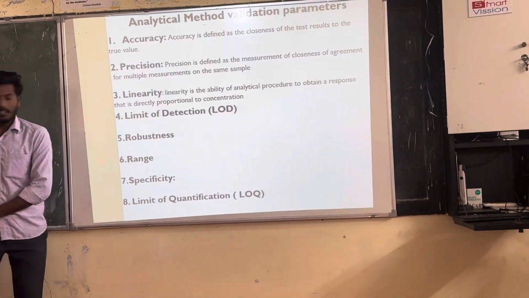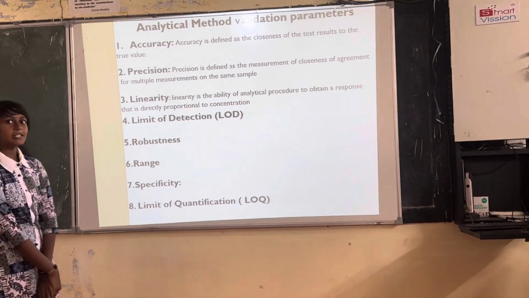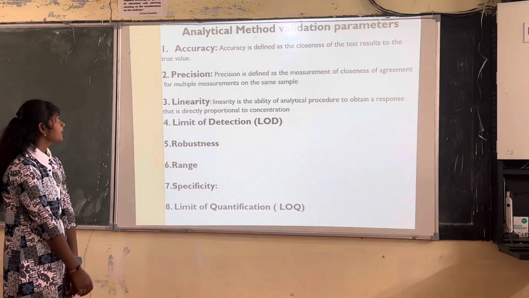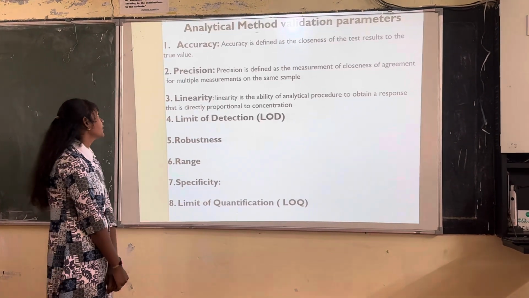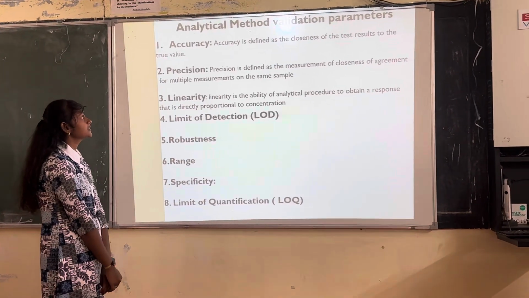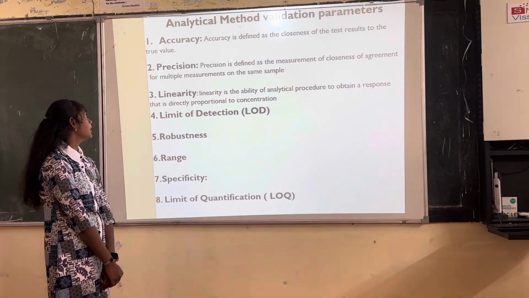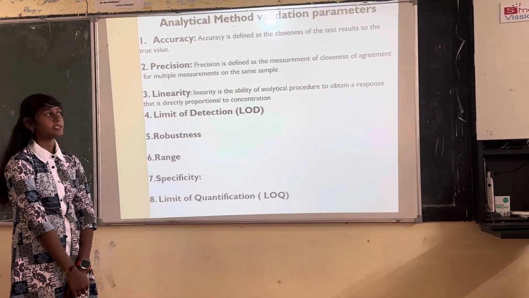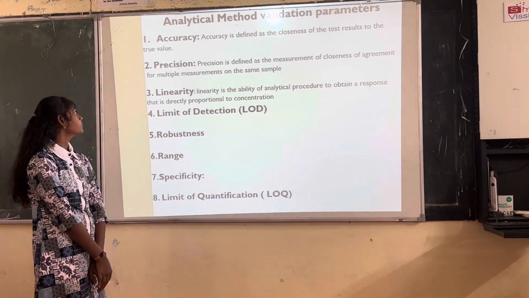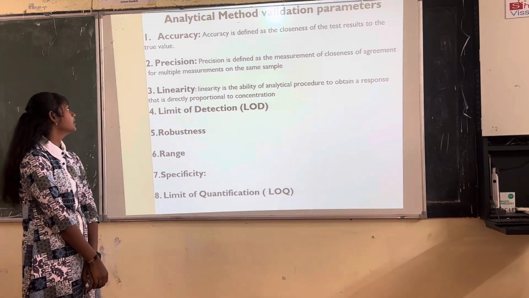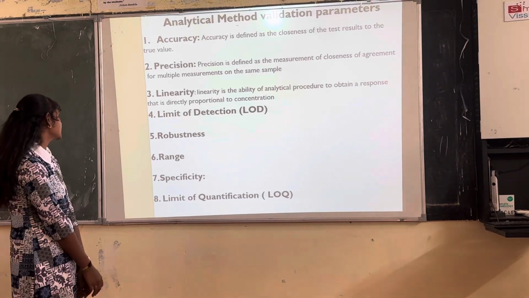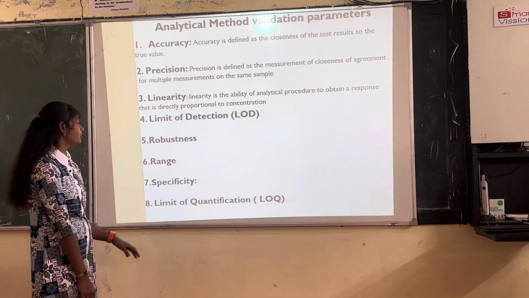Next will be continued. Myself Prabhavati from PG third year. Analytical method validation parameters. Accuracy. Accuracy is defined as the closeness of the test result to the true value. Precision. Precision is defined as the measurement of closeness of agreement for multiple measurements on the same sample. Linearity, limit of detection, robustness, range, specificity, limit of quantification.